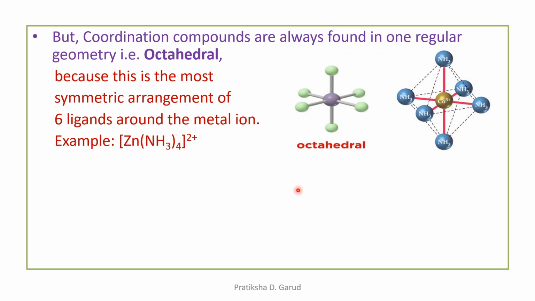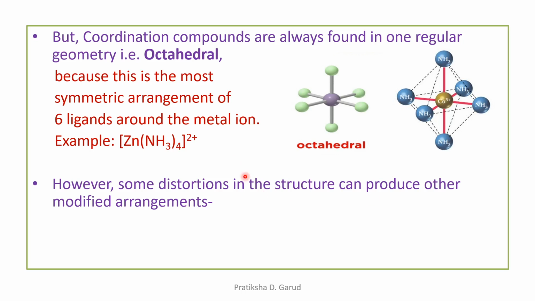It is like this. So here we may have the Zn at the center, or here instead of cobalt we have the Zn, and it is attached to the 6 ammonia ligands, right? Now here we can say that at the center we have the metal and it is attached to the 6 ligands octahedrally.